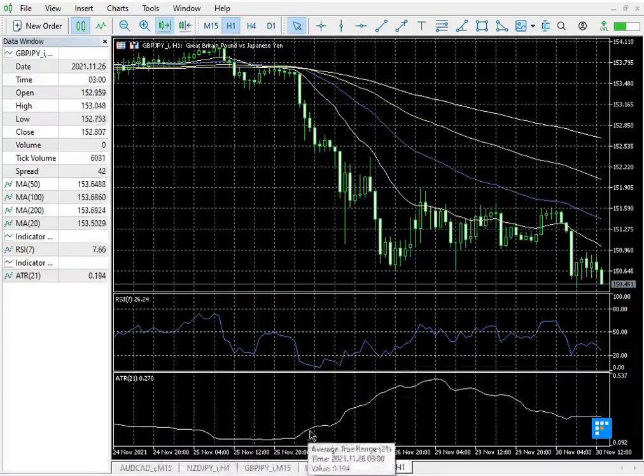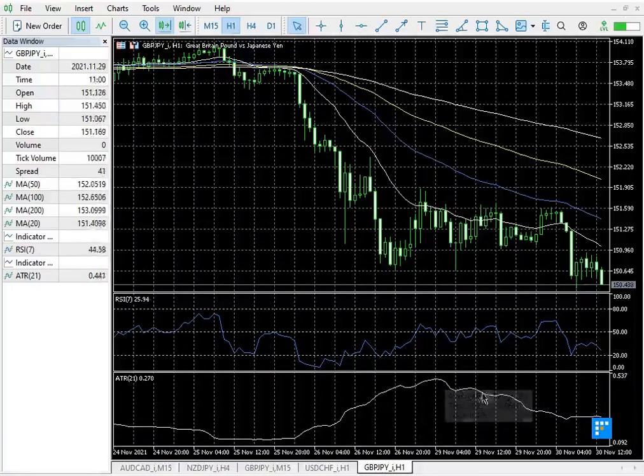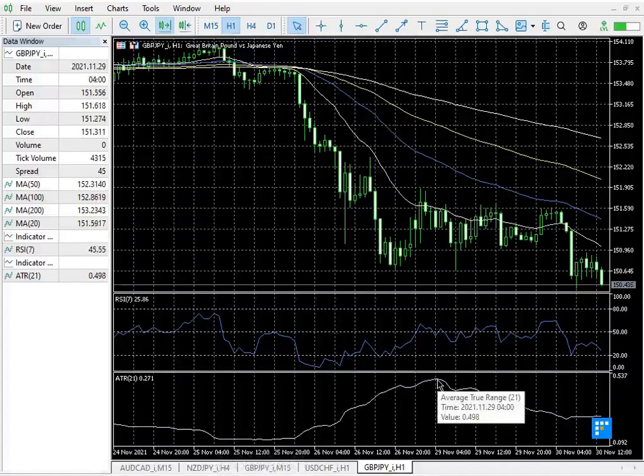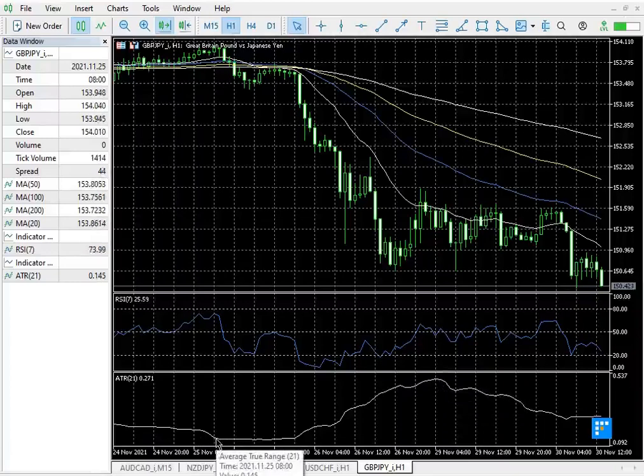So the ATR here was low, because the average movement of the pips per candle was very, very low. Since this is the 1 hour time frame, the value there says 0.134. It means that the market was moving an average of 13 pips per candle. 13 pips per candle. This is the 1 hour time frame. The market will move an average of 13 pips.